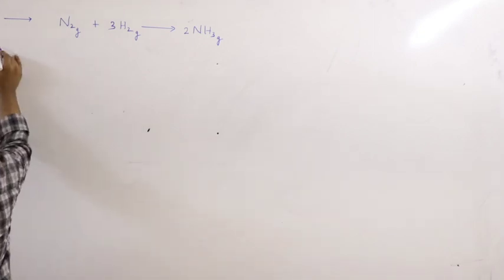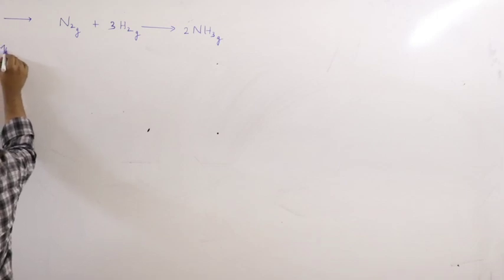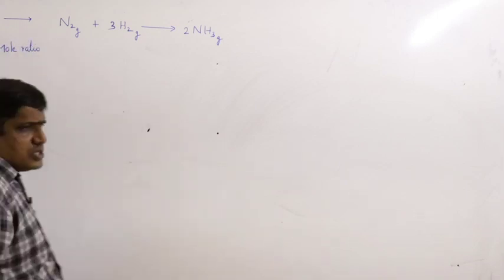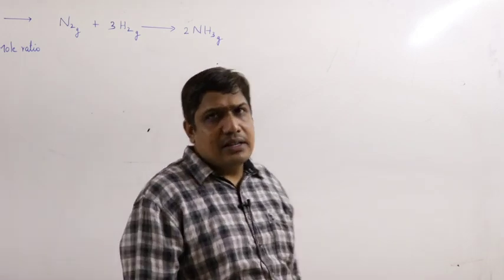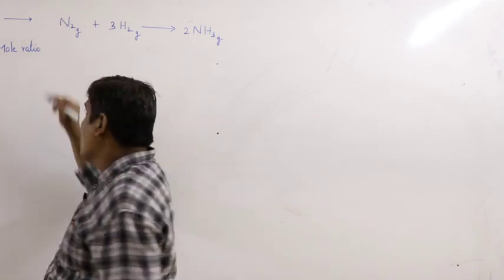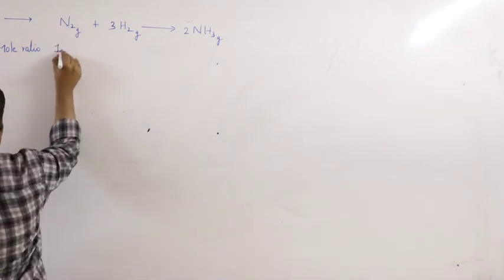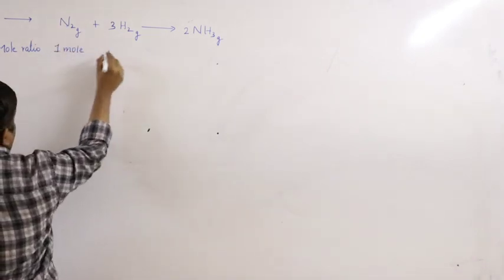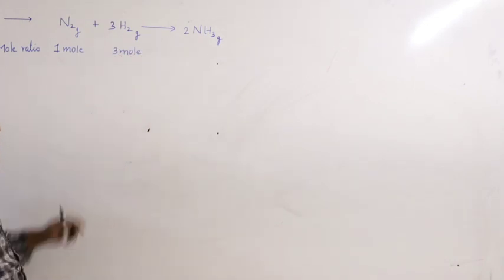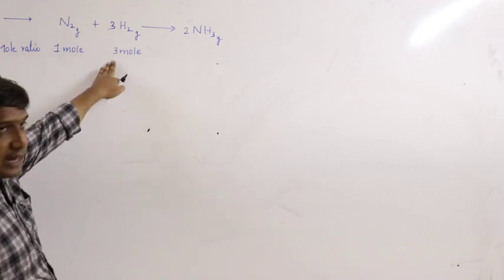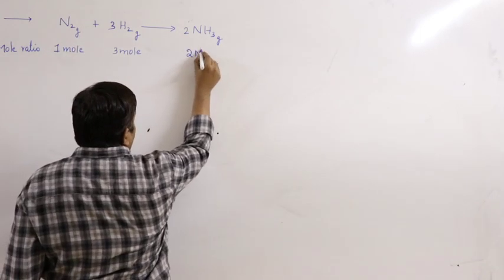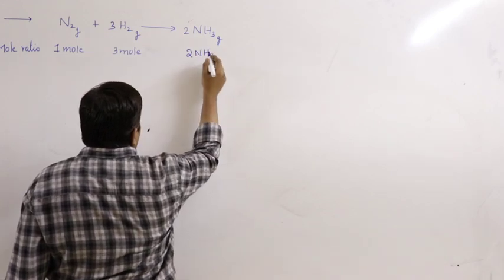So, let us see whether we can write mole ratio first. What is mole ratio? The stoichiometric coefficients of the balanced equation. How many moles? Nothing is written, that means it should be 1. So 1 mole of nitrogen combines with 3 moles of hydrogen. When 1 mole of nitrogen completely reacts with 3 moles of hydrogen, then you will get 2 moles of ammonia.